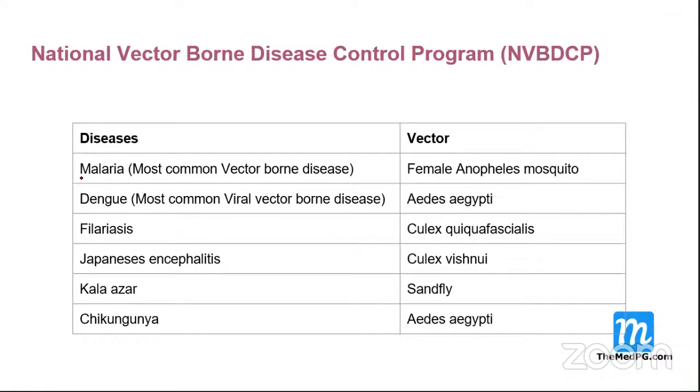Next, some short information over here. In this program, malaria is the most common vector borne disease. If the question is asked, which is the most common vector borne disease? It is malaria. Which is the most common viral vector borne disease, or arboviral, that is arthropod borne viral disease, in India? It is dengue. And the vector for that is Aedes aegypti. And the vector for malaria is the female Anopheles mosquito.